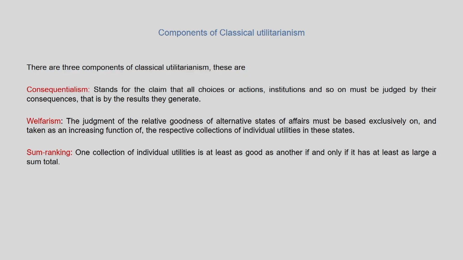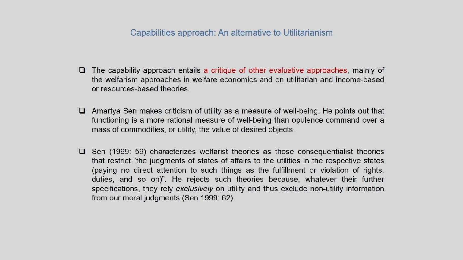The third component of classical utilitarianism is sum ranking, and this says that the utilities of different people need to be simply summed up together to get their aggregate merit, without paying attention to the distribution of the total over the individuals. And all these three components define utilitarianism and go to show how it can stand against the capabilities approach.